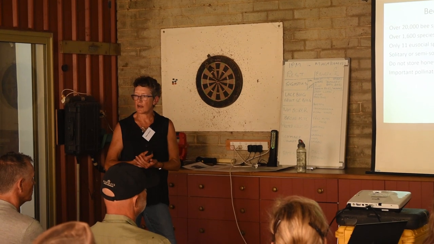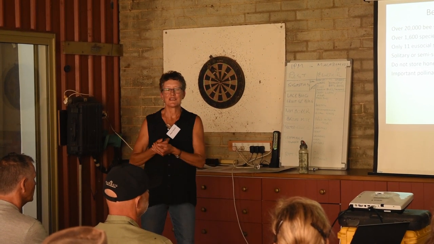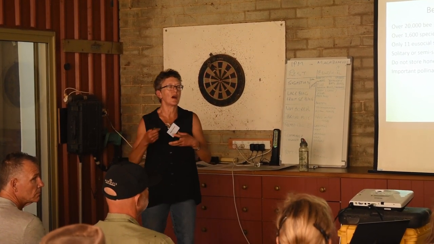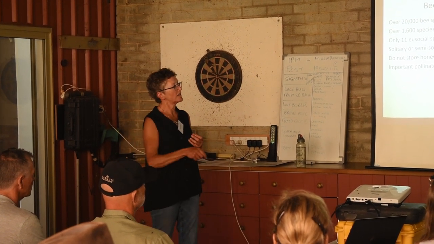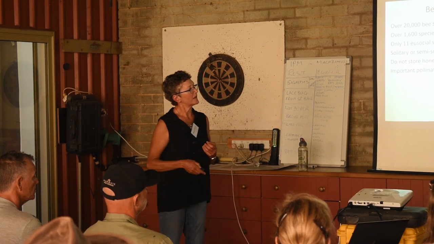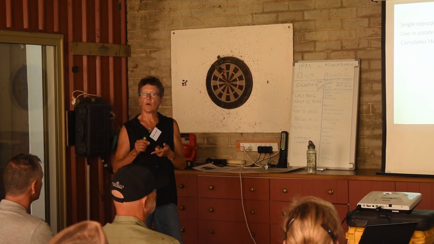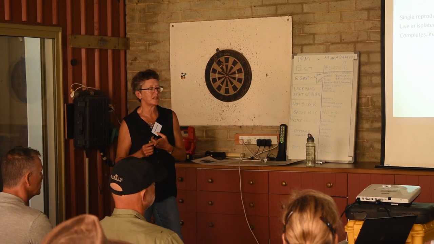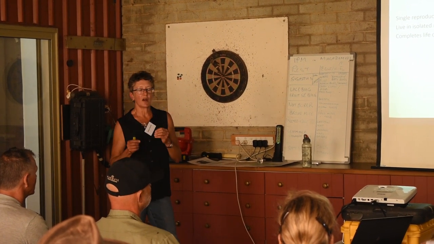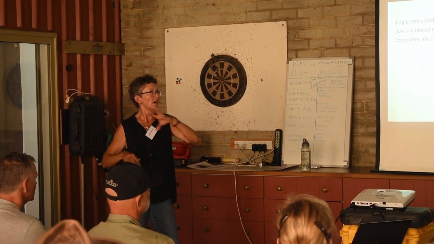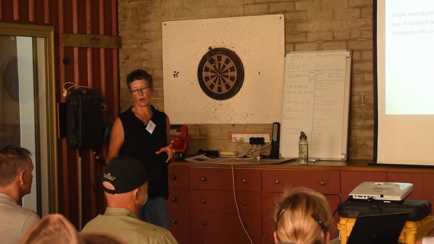Solitary bees don't store honey, so we're not encouraging solitary bees in order to get honey. They are incredibly important pollinators, though, and for biodiversity, they are absolutely necessary. This is a little Leioproctus bee, and just some diversity there. So solitary bees are a single reproductive; we've got males, but once she's mated, she's a single reproductive female. All female solitary bees are capable of mating and reproducing offspring. They live in an isolated nest, and sometimes they live in aggregations, which is lots and lots of nests all together. They complete their life cycle all alone.